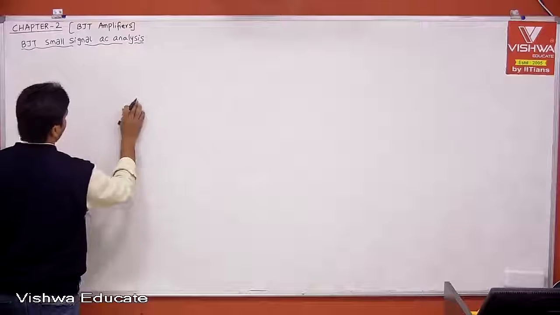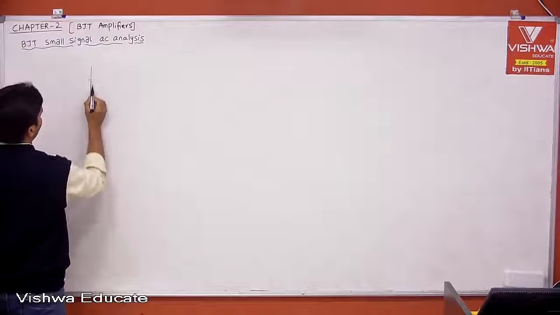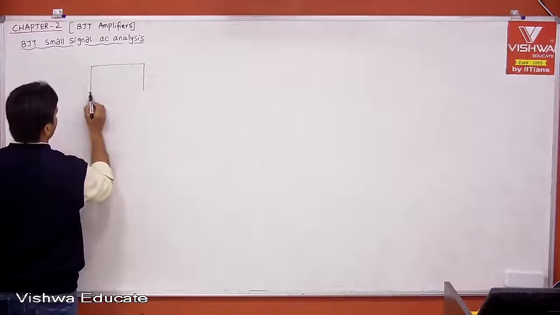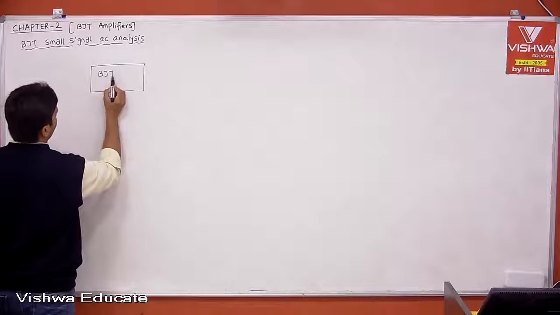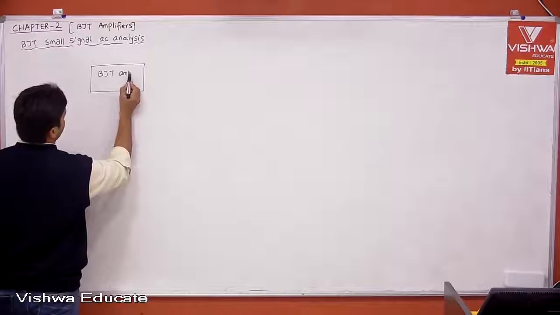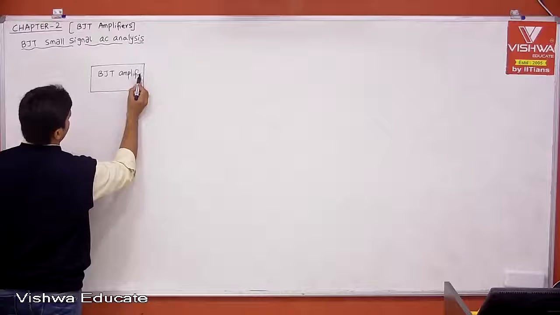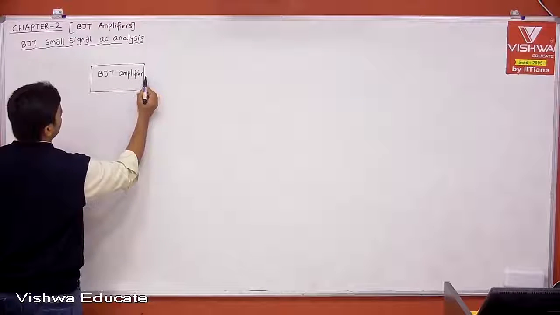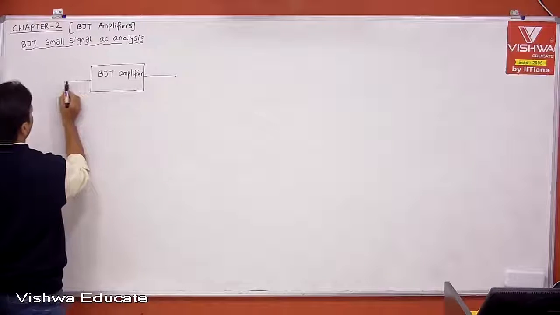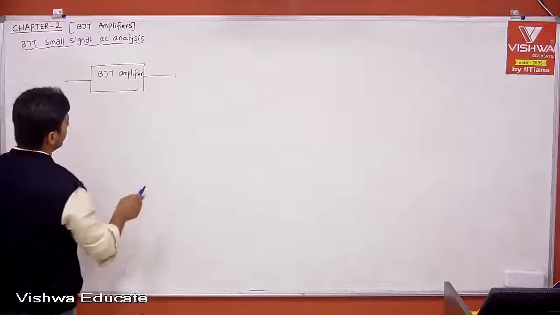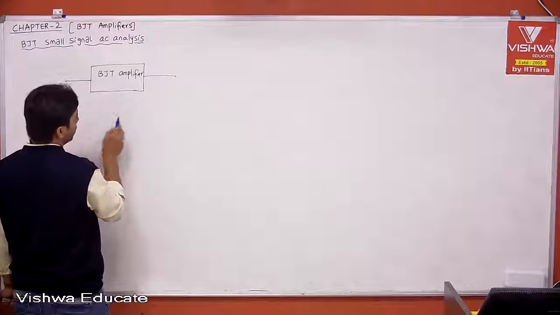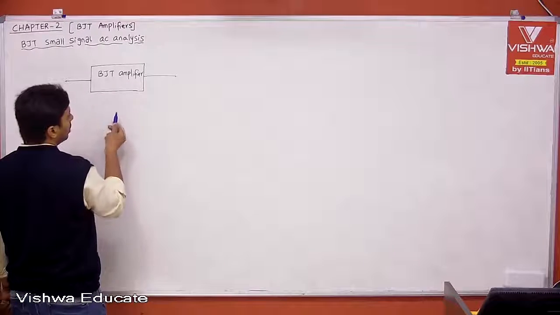Therefore, now let us say this is your BJT amplifier. Okay. Now this is your output. This is your input. Right. Now let us say your output is connected. Let me say the common terminal is ground. Okay. The common terminal is ground.